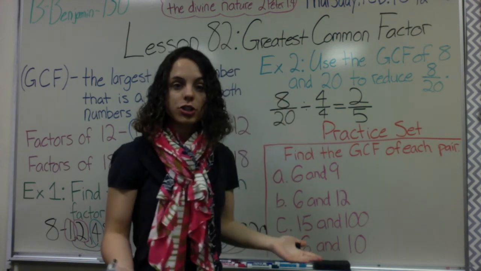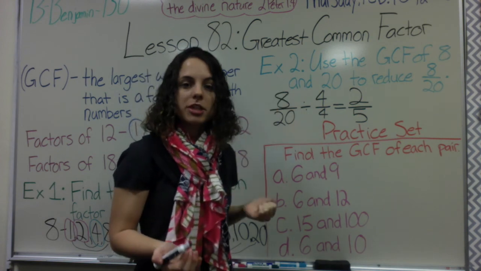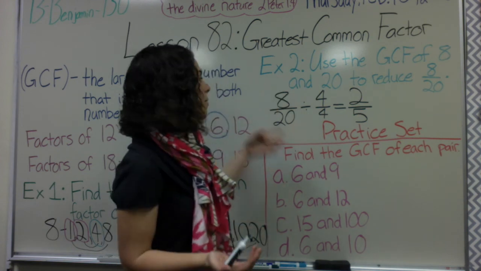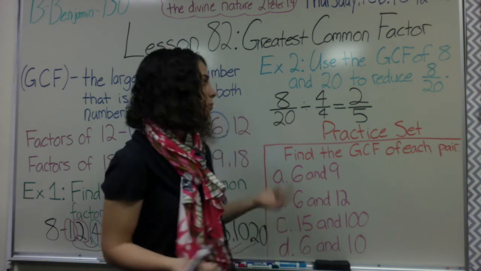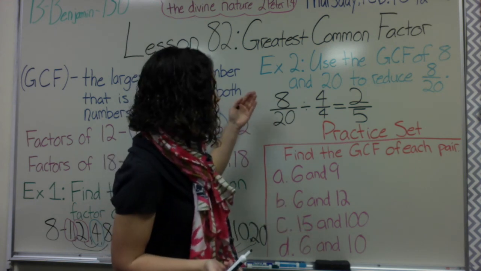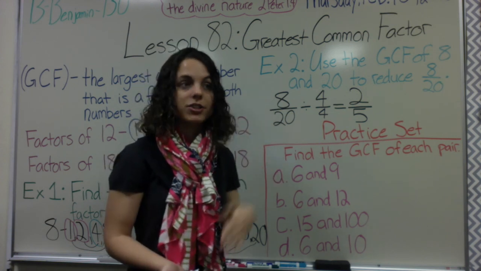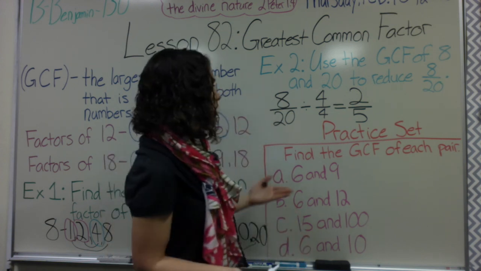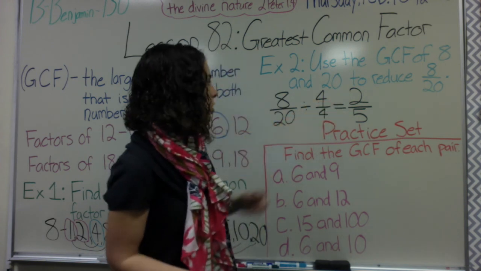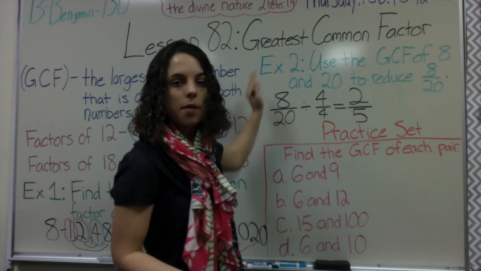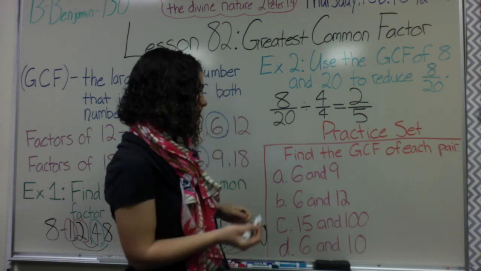Now, I can actually reduce in other ways, but using the greatest common factor helps me do it in one step. If I were to look at 8 and 20 and say, I know both of them are even, I'll try dividing by 2. Then I would have 4 tenths. Well, they're still even, so I'd have to divide again in order to reduce it to its lowest possible terms. That's why finding the greatest common factor makes it a lot easier and helps us find the shortcuts.